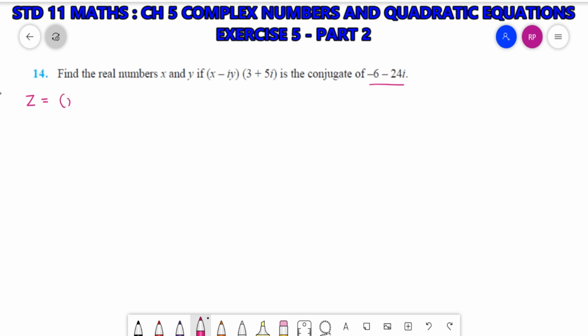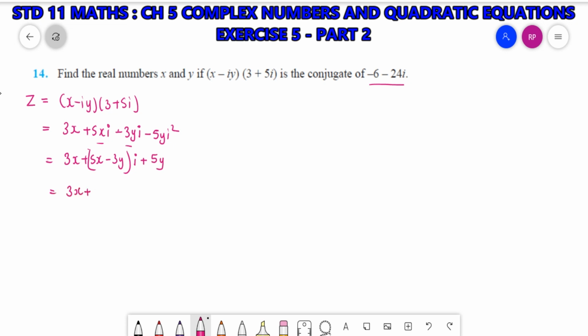So this is equal to (x − iy)(3 + 5i). Let's multiply: 3x + 5xi − 3yi − 5yi². This will be equal to 3x + (5x − 3y)i, where I have taken i common from these two terms. And i² is −1, so it will be minus of minus, plus 5y. So this will be (3x + 5y) + (5x − 3y)i. This is the complex number in the form a + bi.